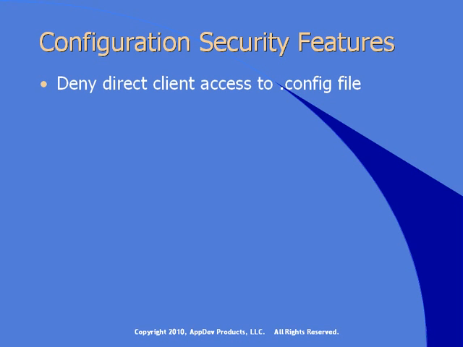ASP.NET configures IIS to deny access to any client browser that requests access to the machine.config or web.config files. If a user tries to access those files directly by putting them into the URL, they'll get an HTTP access error 403 forbidden. So that protects the contents of those files. If you have particularly sensitive information, you can encrypt various sections of the configuration file using protected sections.